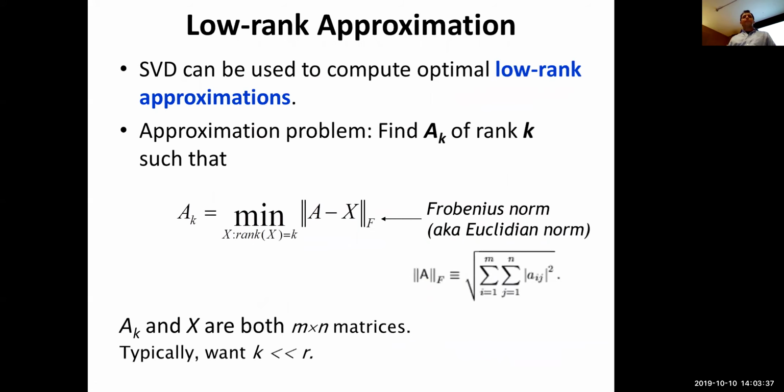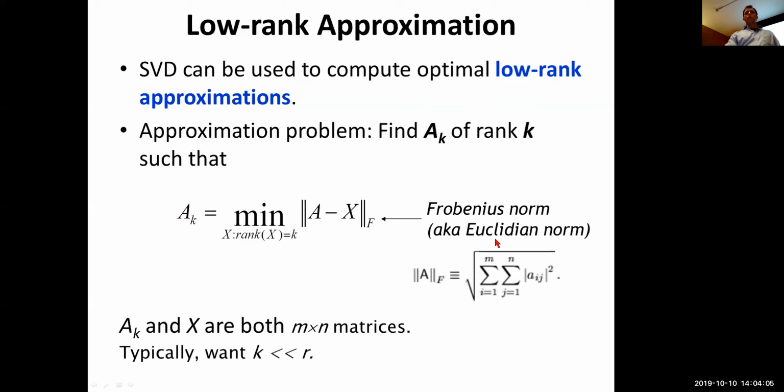All right, why is this exciting? Because I can actually use SVD now to look at a low dimensional approximation of this higher dimensional space. So SVD can be used to compute optimal low rank approximation. That basically means that I'm going to find some matrix A of rank K that minimizes the distance between the original matrix and this new matrix.